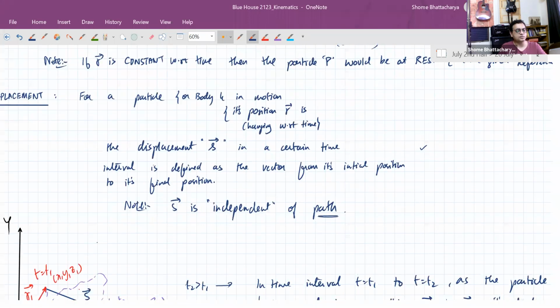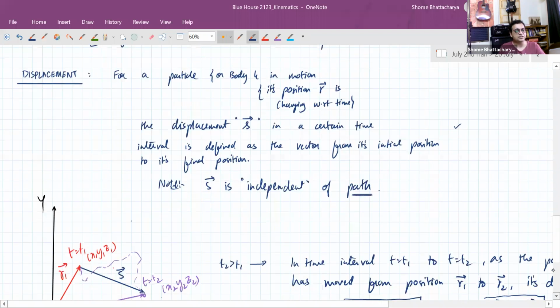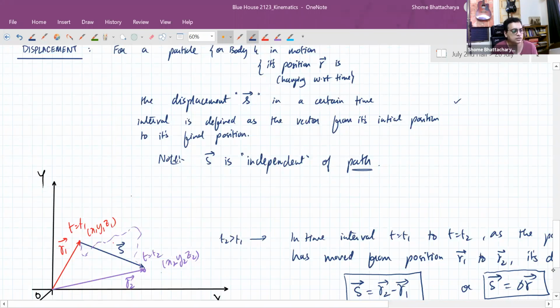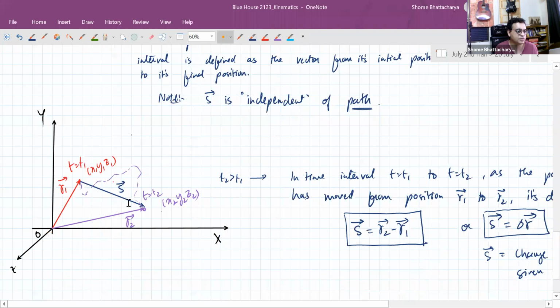The word definition of displacement is what you're familiar with from before: for a particle which is moving, the displacement in a certain time interval is defined as the vector which joins its initial position with its final position. You can further elaborate and say that it's the straight line or the shortest path from initial to final. But now you can see what this definition means in terms of vector algebra, in the diagram. Let's say the particle moved from this position x1, y1, z1 to this position x2, y2, z2 through this complicated path. In between, I have also made this dotted curve, which represents the path of the particle.